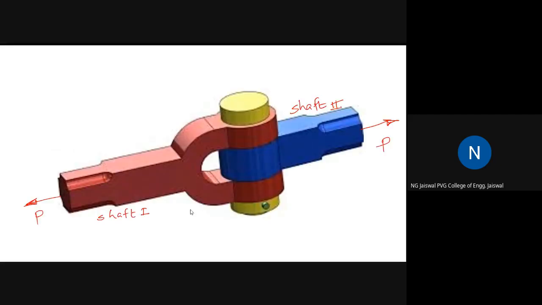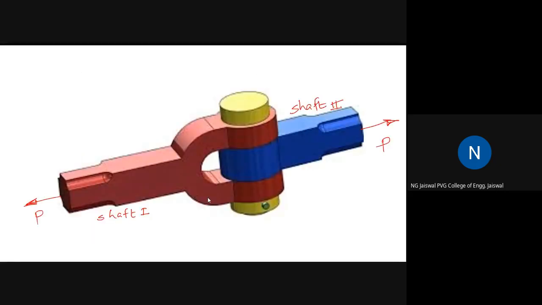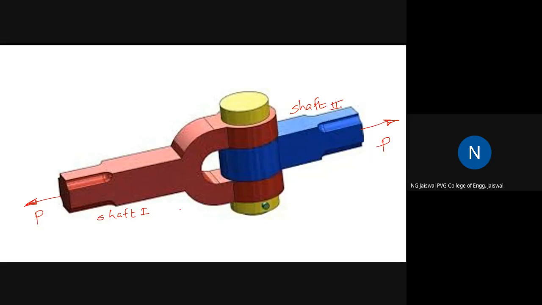I'll write here. This is a fork, and this is the single eye, also called double eye and single eye. This is the single eye end, and this is the knuckle pin. This is the knuckle pin.